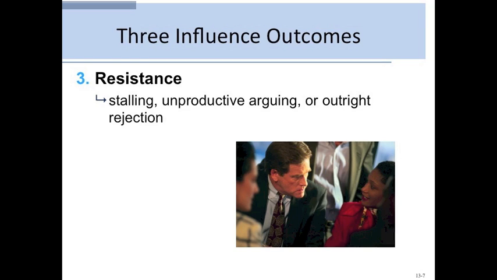No, I am not going to do this. You cannot force me to do this. I do not buy into your arguments. Forget it. It's not going to happen. And so those are the three types of outcomes that can arise from some type of influencing interaction.